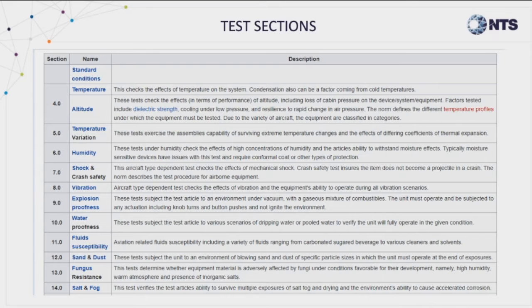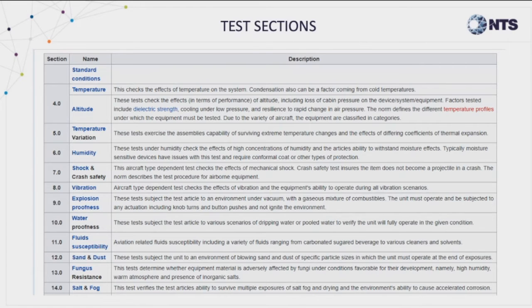Does it get into your fan blades? Does it cause an unexpected shutdown of your system? Fungus: as you're sitting in a hot, humid environment with inorganic salts available, do you start to grow fungus that could corrode your boards or cause failures on your system as well?